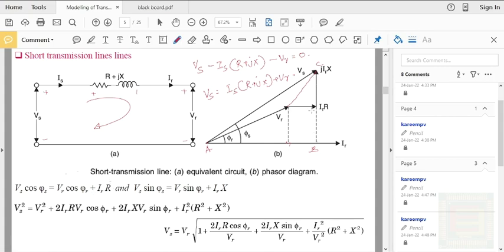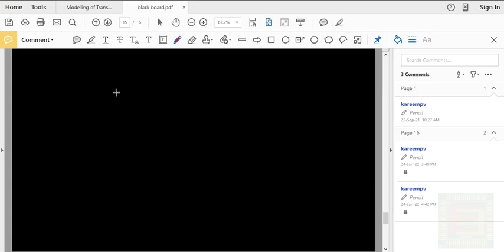This distance will be the projection of the phasor Vr on the vertical axis, or on the y-axis, and it will be equal to Vr sin phi r, plus this is IR into X. So Vr sin phi r plus IRX, that is Vs sin phi s. And you can see that Vs square will be equal to this square plus this square, or it can be written like this.